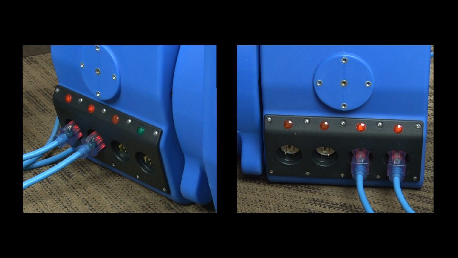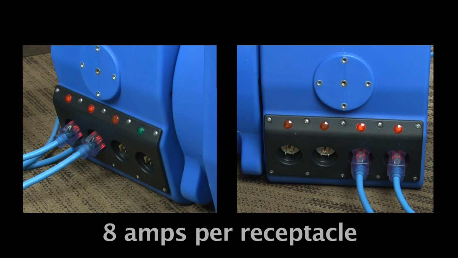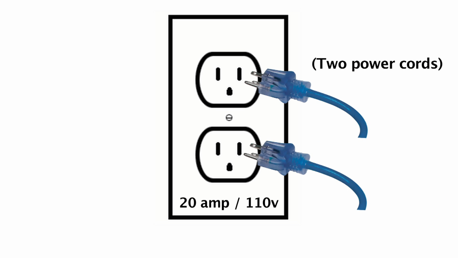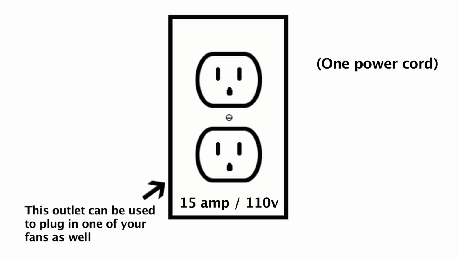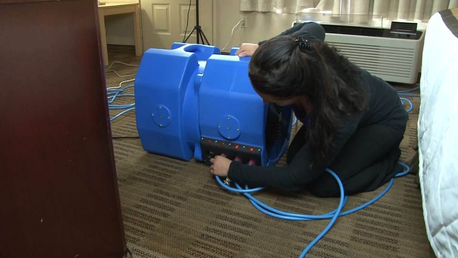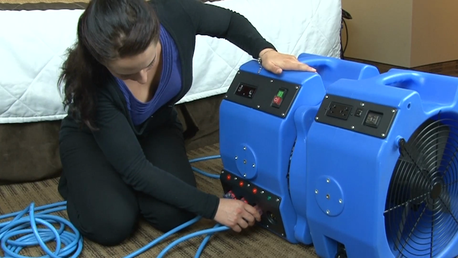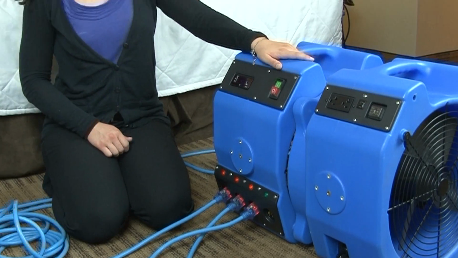Next, find outlets for the remaining 4 receptacles. Remember, you need to provide 8 amps of electricity to each receptacle. If you're using a 20 amp 110 volt outlet, you can run 2 power cords from that outlet. If you're using a 15 amp 110 volt outlet, you'll only be able to run 1 power cord from that outlet. Now, you're ready to connect your power cords to those 4 remaining available receptacles on the heater.